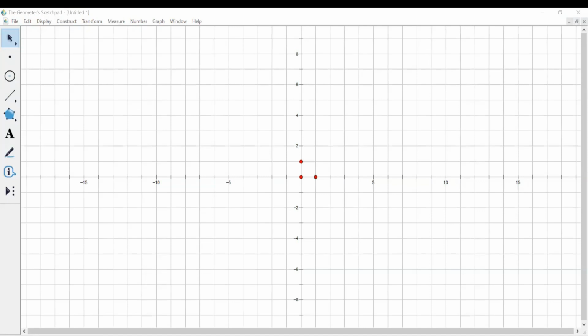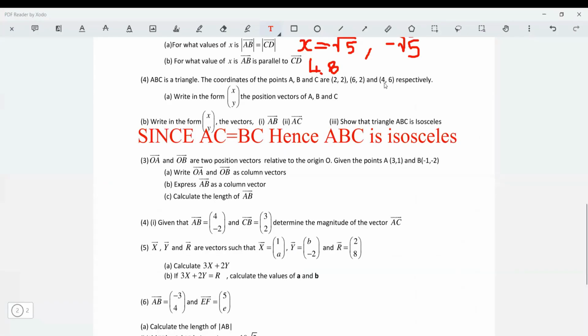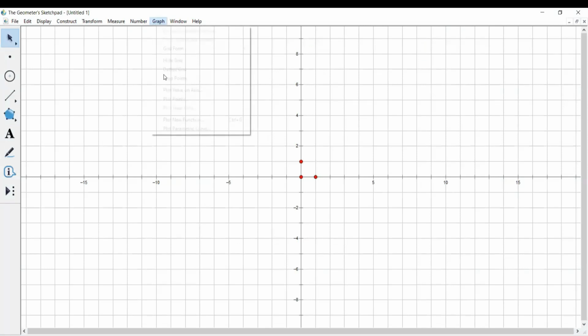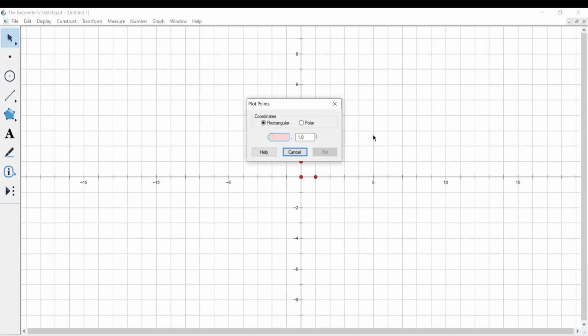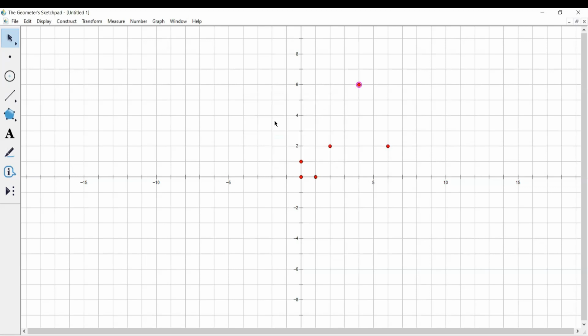Remember, A is 2, 2. I just want to look back at the question. A is 2, 2. B is 6, 2. C is 4, 6. So come plot the points now. A is 2, 2, plot. B is 6, 2, sorry, 6, 2, and then C is 4, 6. Now we're done, all right?